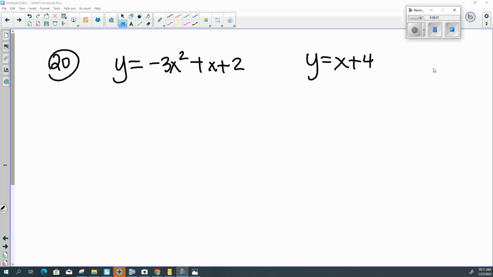Elimination, which means we need to make the y's opposite. And if the x's become opposite, fabulous. If not, it's not a big deal. So this is kind of how I started mine.